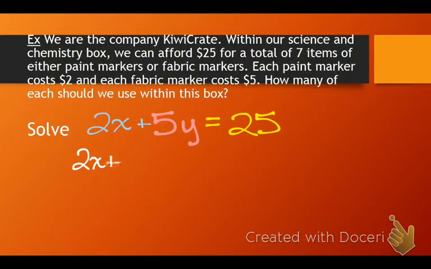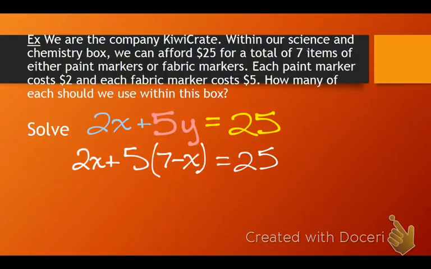With this, because I can't deal with 2 variables, I checked back at, wait a second, within this box, a total of 7 items of these markers will be involved. So if I know the number of paint markers, I'll know how much I'll have left for the fabric markers by taking 7 minus that number. So I'll take 5 times 7 minus the number of paint markers equals 25.